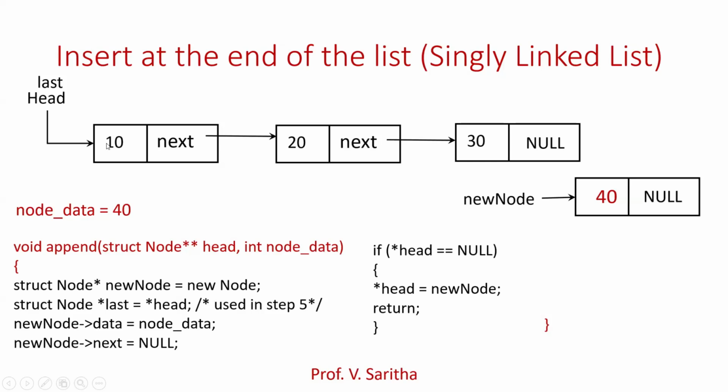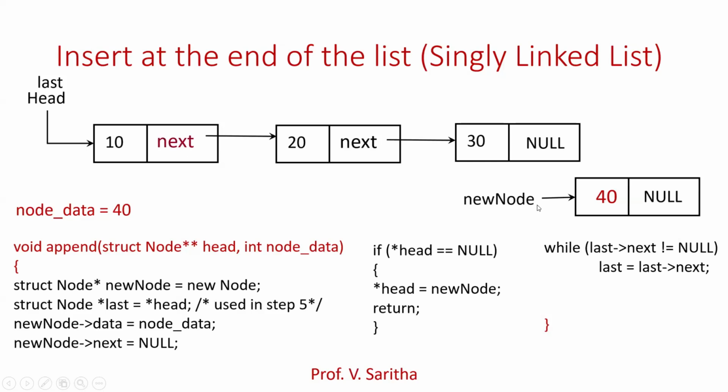But in this particular case, we already have three nodes and we are inserting the fourth node. So this head equal to null check will fail, and this code will not get executed. While last next is not equal to null, we have to keep in a loop. So what is happening first? Last next is not equal to null, since last next is this one. So this is not null, right?